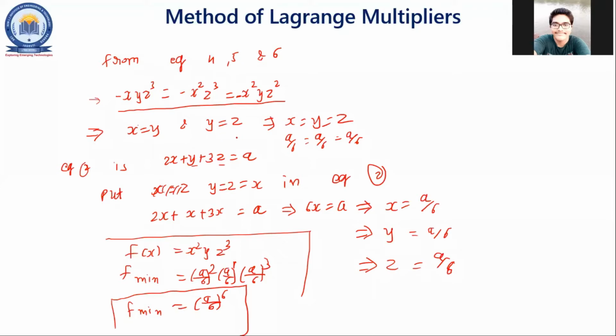Ma'am, first of all, we equated minus xyz cubed and minus x squared z cubed. By equating that, we get x equals y. Sorry, not x equals y, we get that z is equal to y.